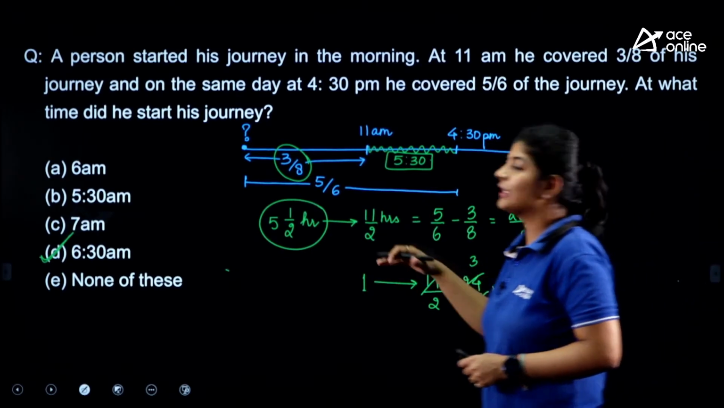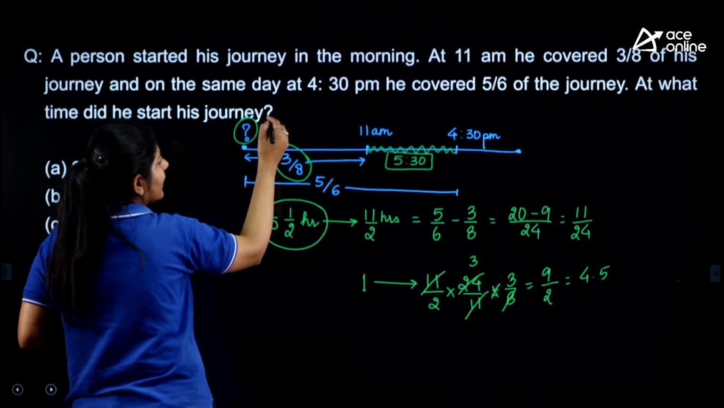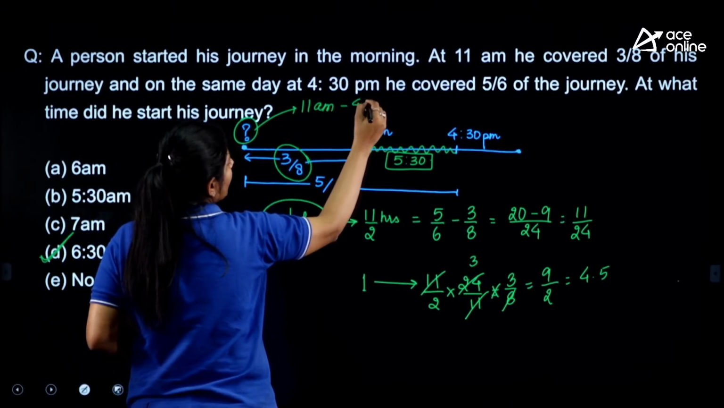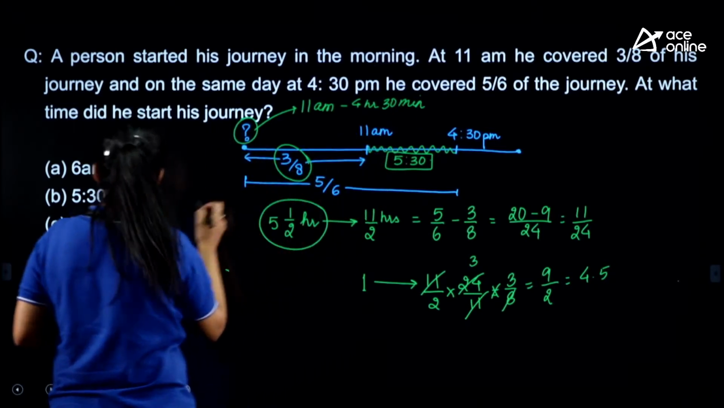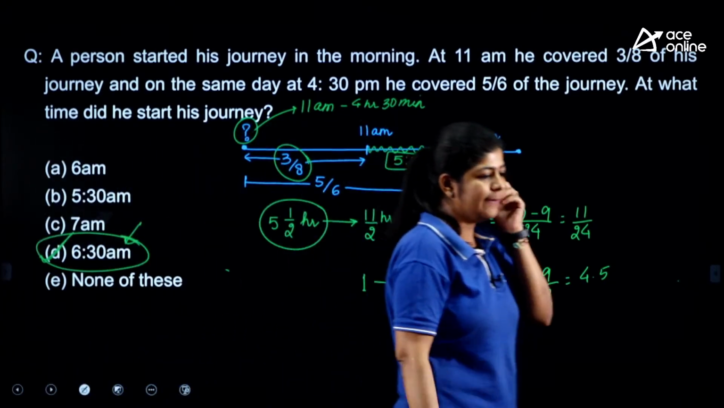4.5 hours. That means we need to subtract 4.5 hours from 11 just to determine this particular time period. This is nothing but 11 am minus 4 hours and 30 minutes. So we will get our answer as 6:30 am. He started his journey at 6:30 am.